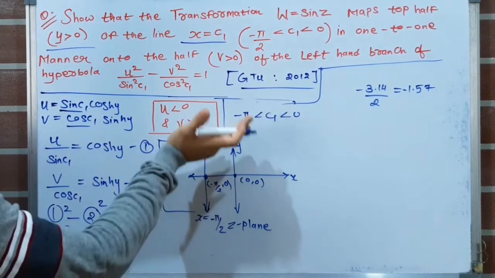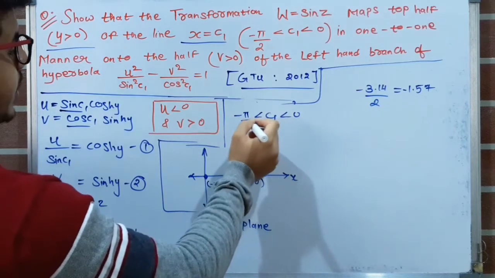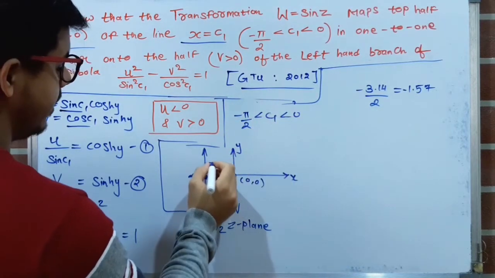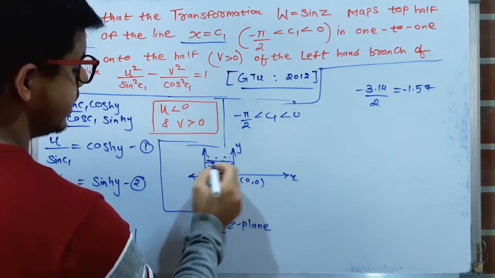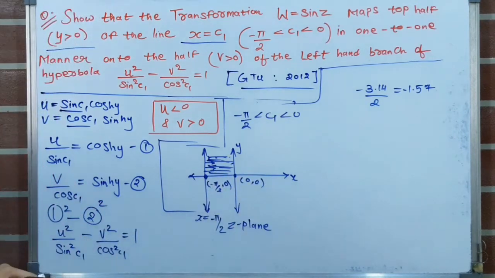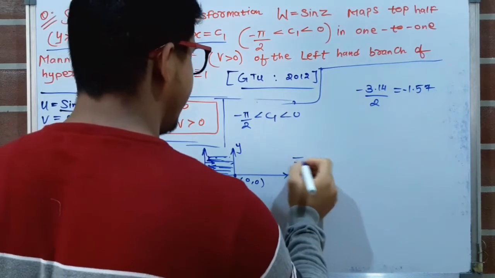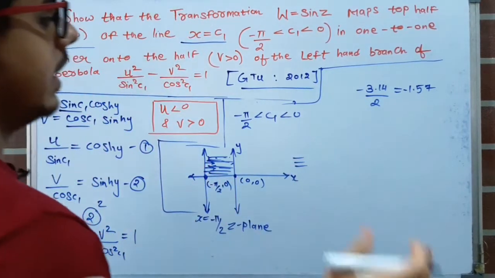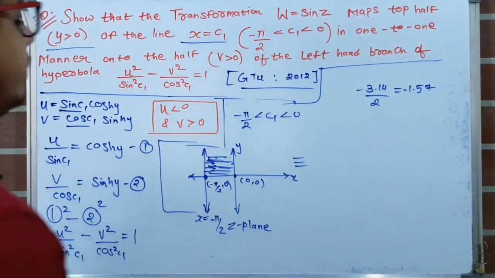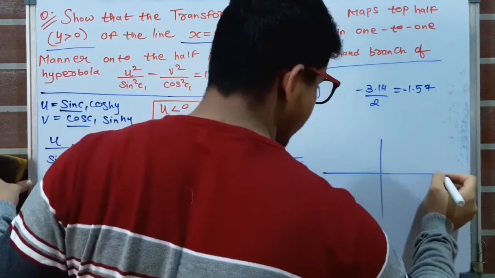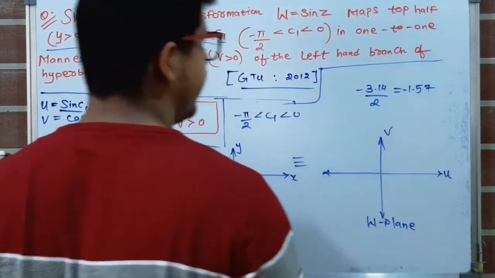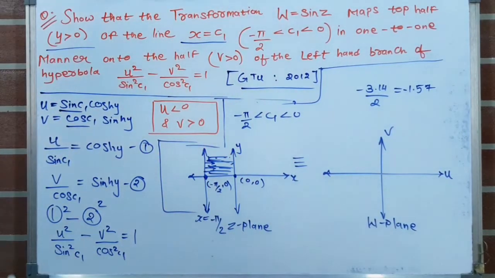So the upper half is considered and c1 is between minus pi by 2 and 0. So it is here. Okay, so this region is taken. This region is transformed into the left hand side region of the hyperbola. So this is the w plane, u and v. This is the equation of the hyperbola: u square upon sin square of c1 minus v square upon cos square of c1 equals to 1.